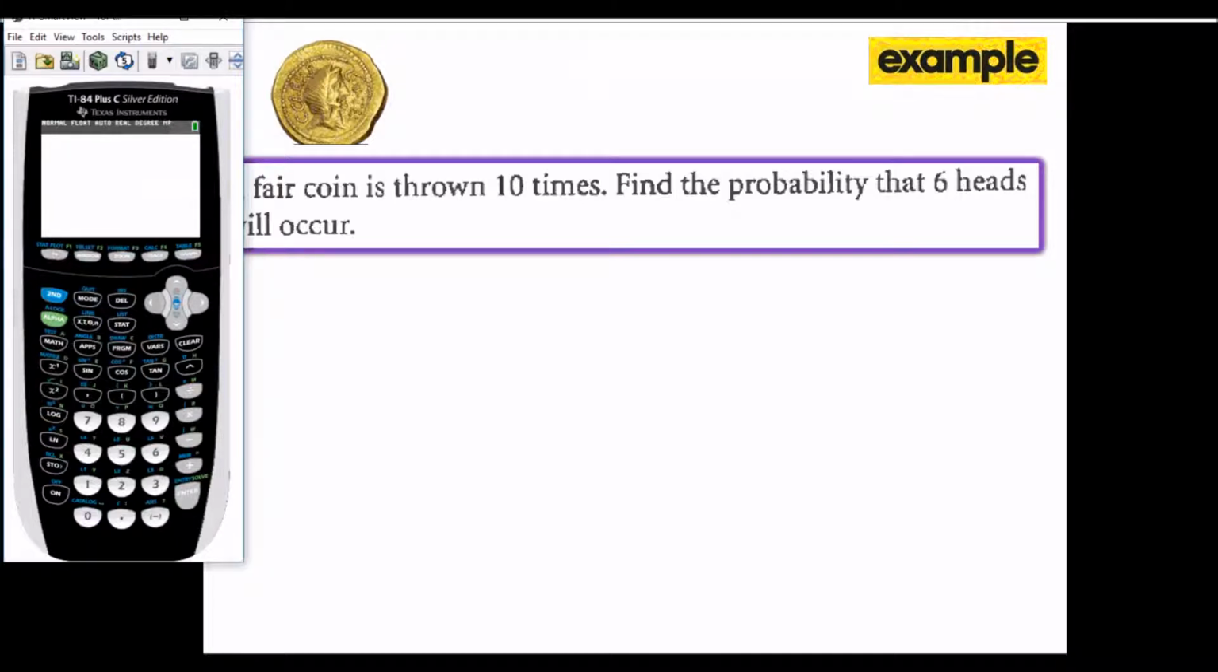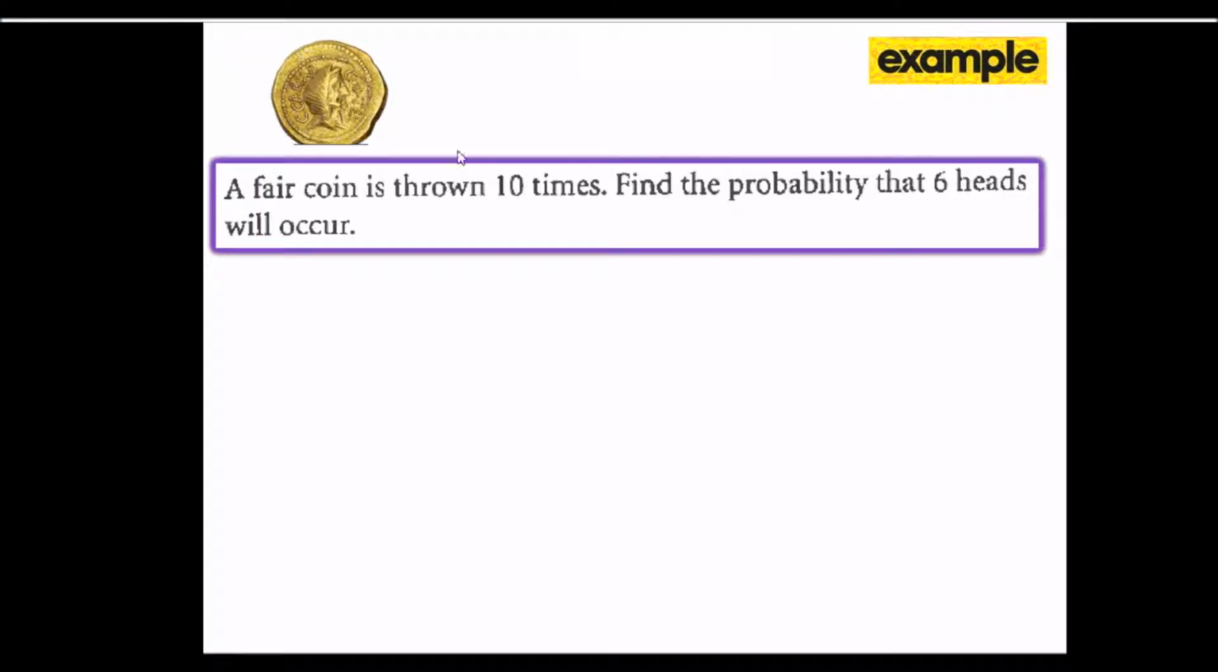Okay, so just make sure you've got your calculator ready. If you haven't got it ready, make sure to pause and go and grab it, because you'll be using it a lot. Okay, so here's another example.